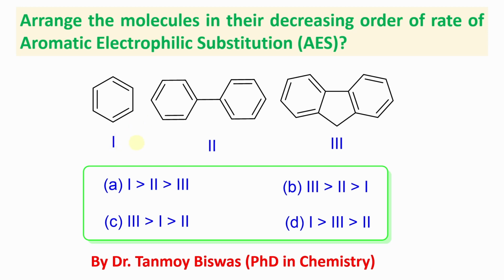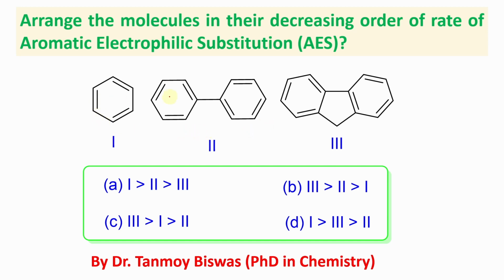Today's topic of discussion is a very interesting MCQ. Arrange the molecules in their decreasing order of aromatic electrophilic substitution. So three aromatic molecules are provided. I request you students, please pause the video, try by yourself, and whatever answer you get, please write in the comment box along with a few words as explanation. I believe you have tried, so let's start.